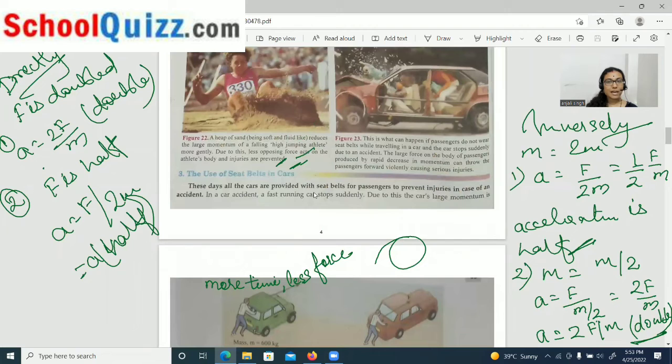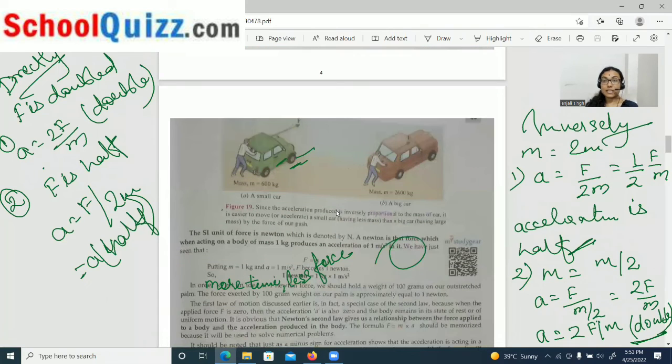These cars are provided with seat belts for the passenger to prevent injury in case of an accident. The helmet case is not applicable here, I think.